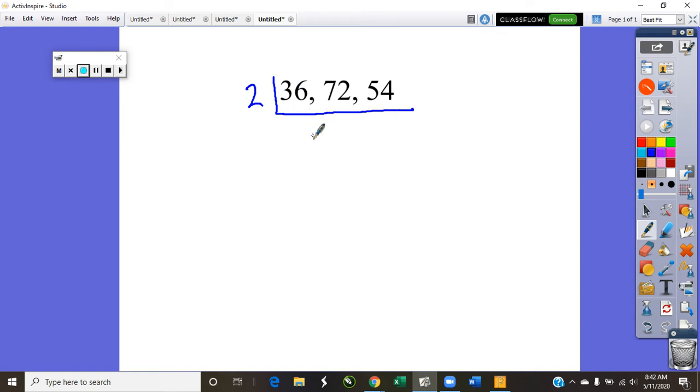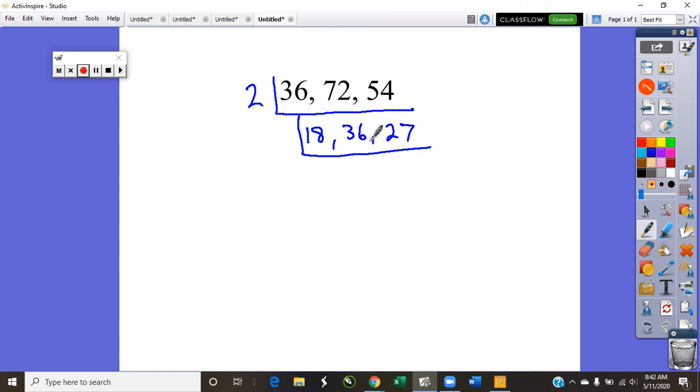2 goes into 36 18 times. How many 2's going to 72? 36 times. And how many 2's going to 54? 27. Okay? Now, these are not all prime numbers, so I know I'm going to see if something can go to all 3 of them. Let's write another upside down division sign. What goes into 18, 36, and 27? 2 won't work, will it? Because this number is odd. So let's go to the next number up.